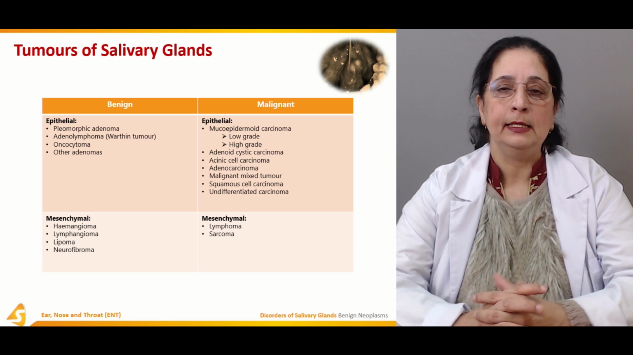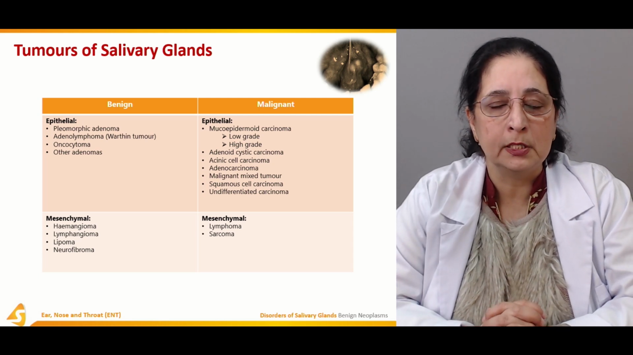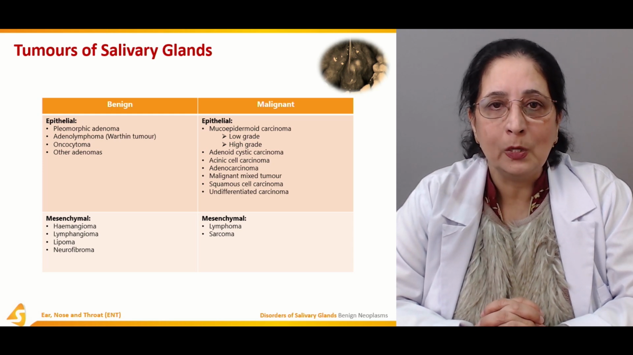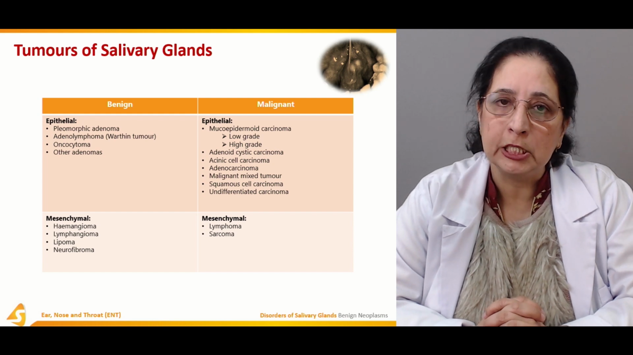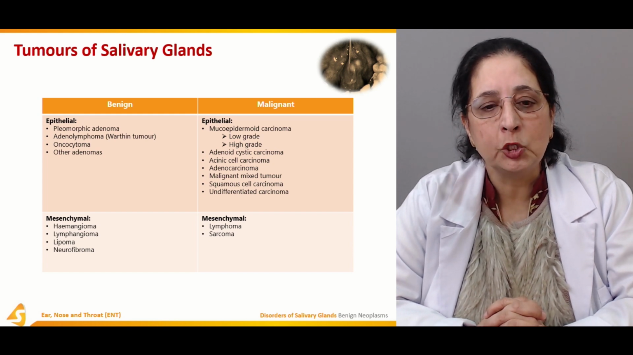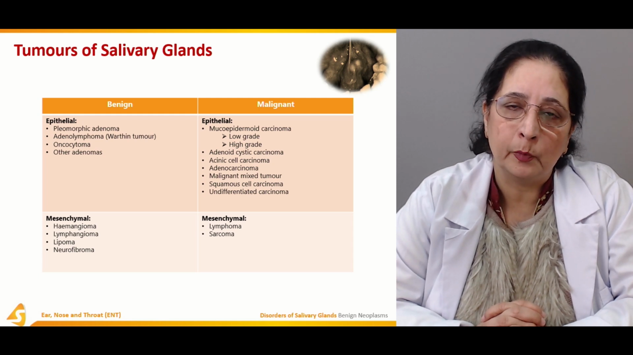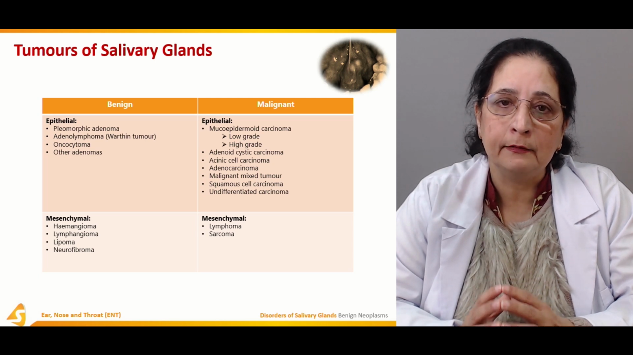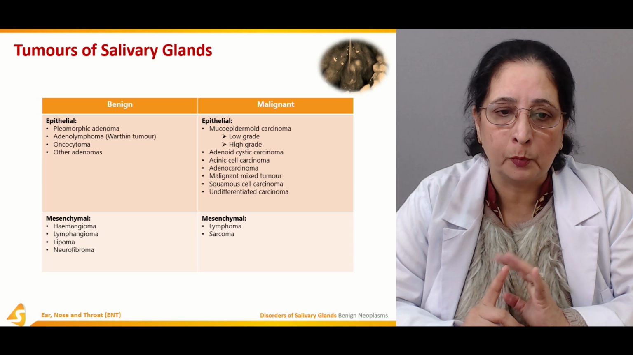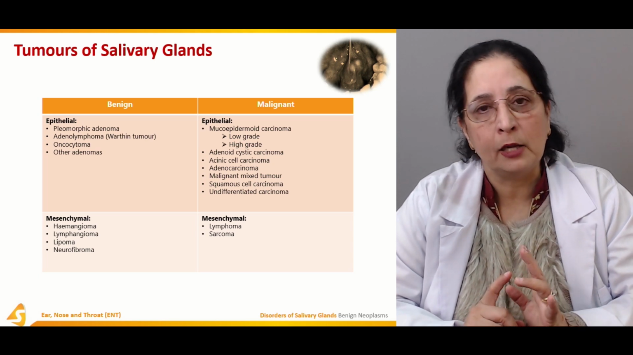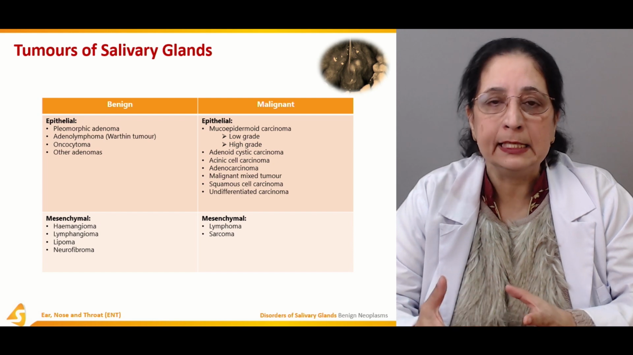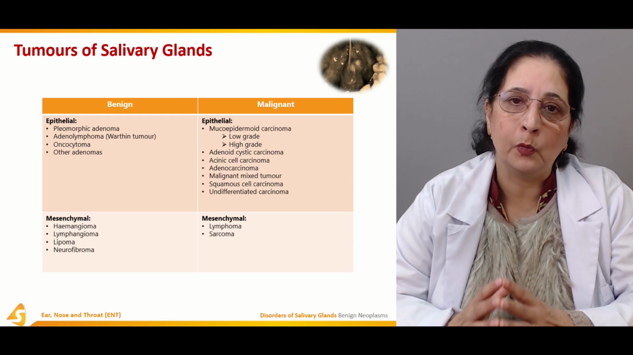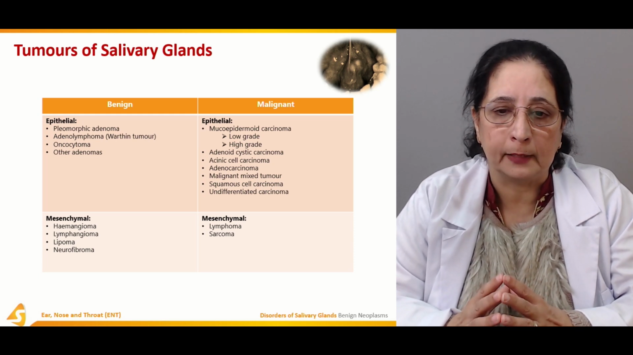So the epithelial tumors are the pleomorphic adenoma. Then we have adenolymphoma or the Warthin tumor, oncocytoma, and some other adenomas also. So epithelial benign tumors of the salivary glands are pleomorphic adenoma, adenolymphoma, and oncocytoma. Mesenchymal are the hemangiomas, lymphangiomas, lipoma, and neurofibroma.